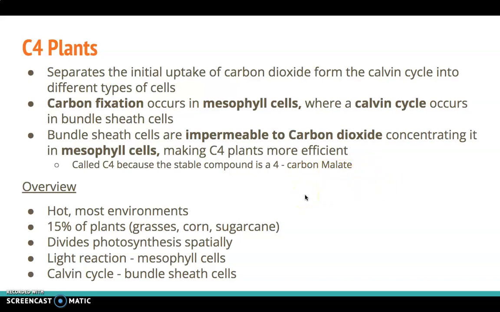So, where do C4 plants exist? In hot, moist environments.